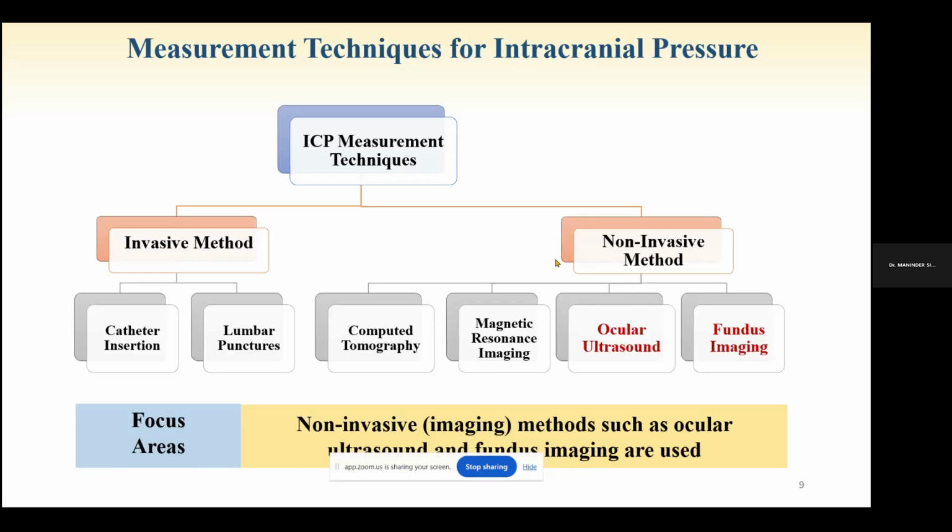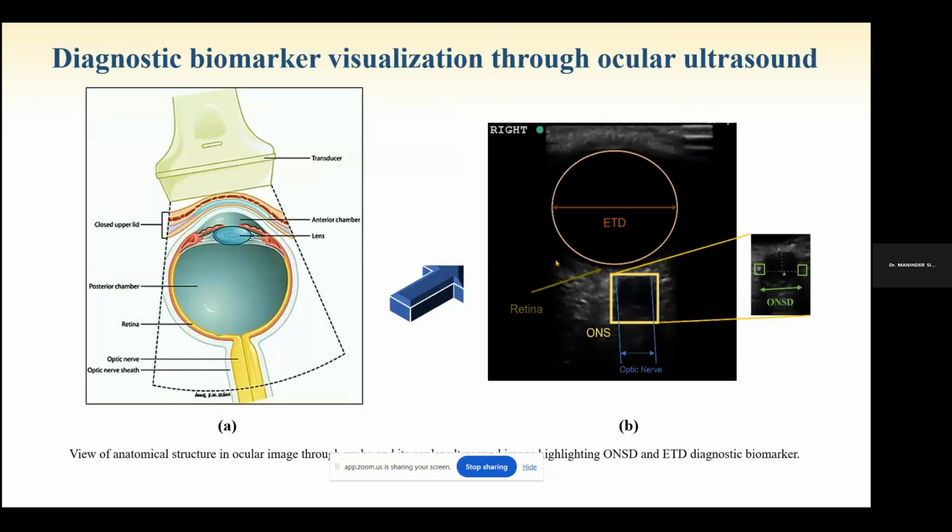Okay, so these two are ocular ultrasound and fundus imaging. What I say is that it is much safer there, but people are working in all four areas: CT, MRI, ocular ultrasound, and fundus imaging. Okay, so this is where I show you an imaging where a diagnostic biomarker has been captured.